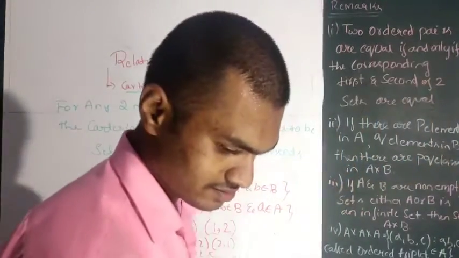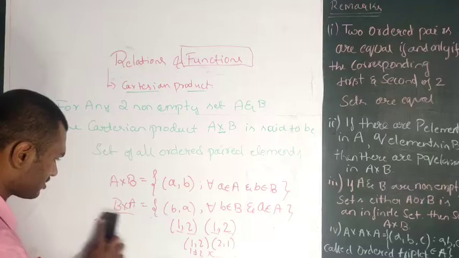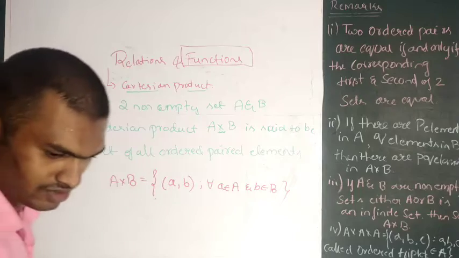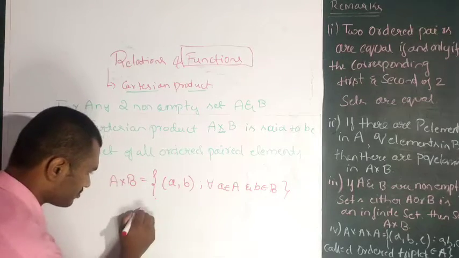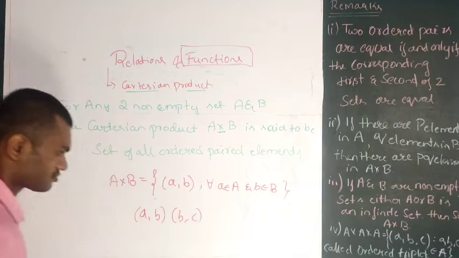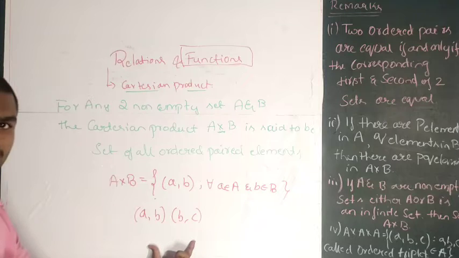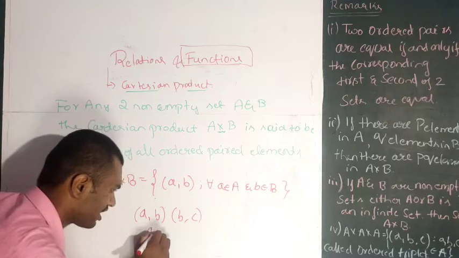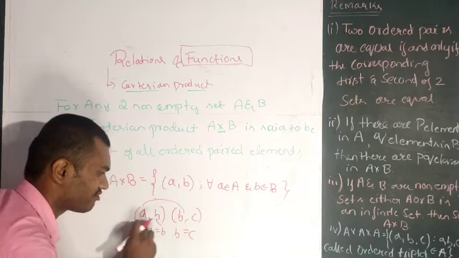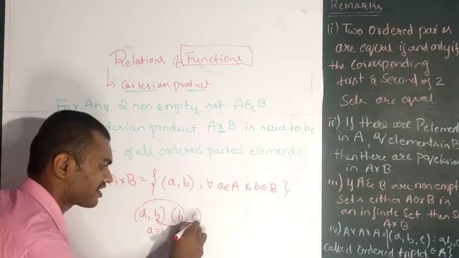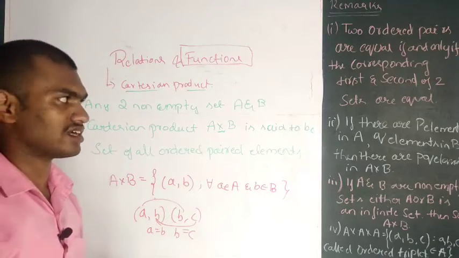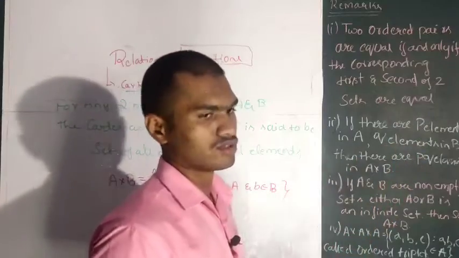So I will take it like this, the general form. I will say that A comma B and B comma C, these two ordered pairs are equal if and only if A is equal to B and B is equal to C. The first elements should be equal, and similarly the corresponding second elements should also be equal. So that is the first condition that they are saying. So I think you have understood this. So let us go through this.